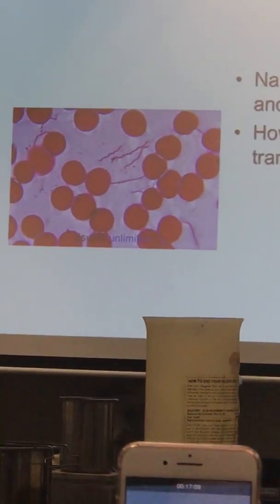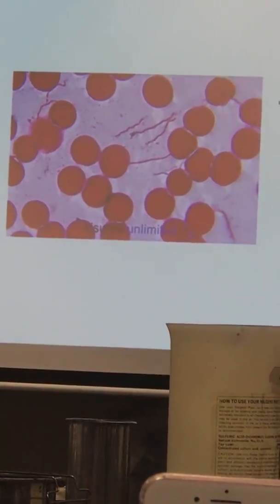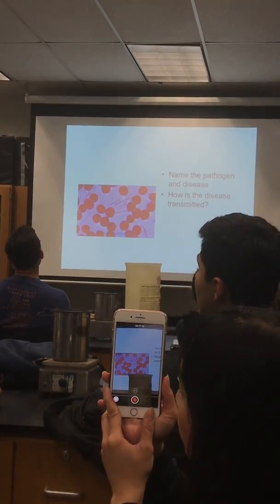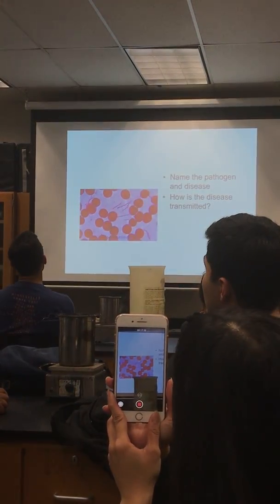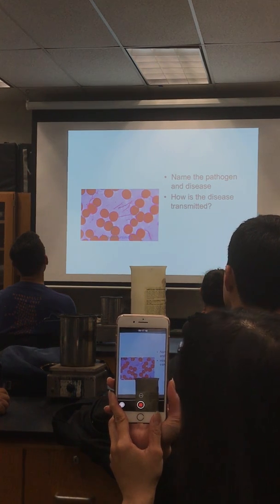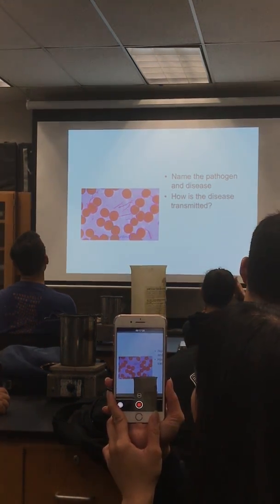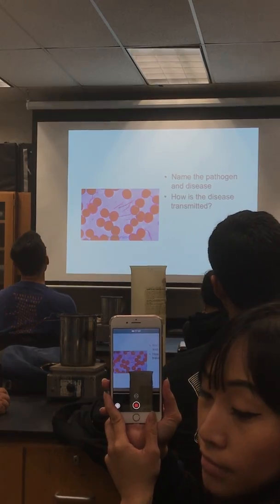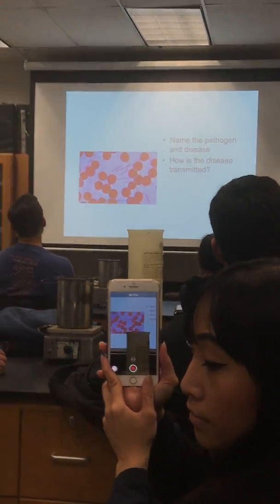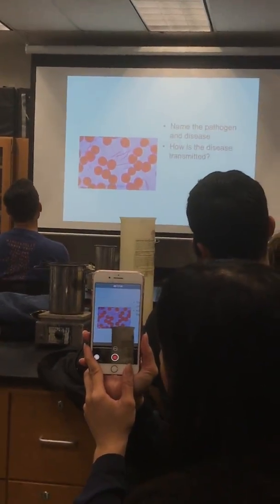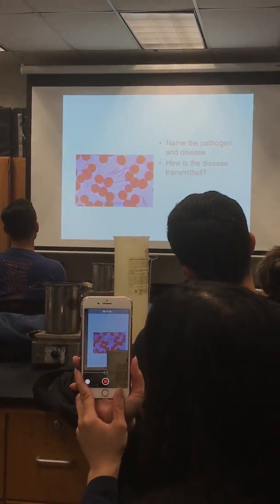This one should be easy right now. Okay, there's blood cells, a spirochete, right? Borrelia burgdorferi, and you better get these spellings right. And the disease is? Lyme disease. And how's it transmitted? Bite of a deer tick.